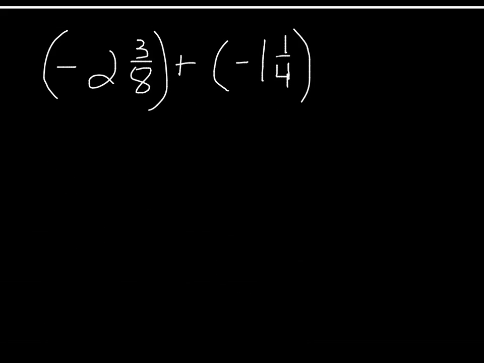Looking at our next one here, I still have a plus sign in the middle, and so now I look at my signs, and they are both negative. Since the signs are the same, I'm going to add and keep the same sign. So I'm going to write 2 and 3/8 plus 1 and 1/4. I'm adding and I'm keeping the same sign. They're both negative, so my answer will be negative. So I'm just going to go ahead and put that down. I don't have to think about it again.